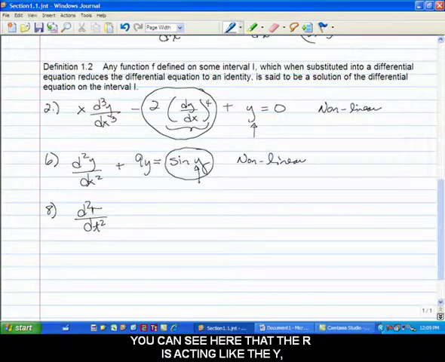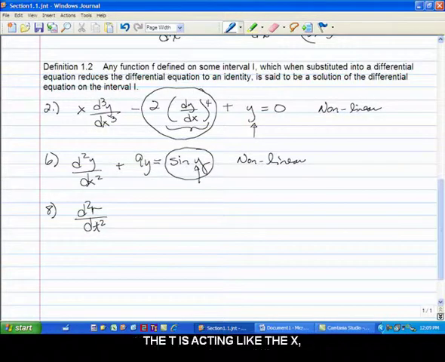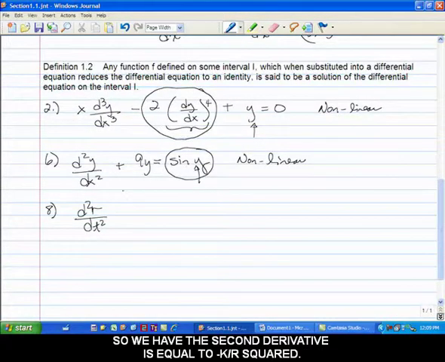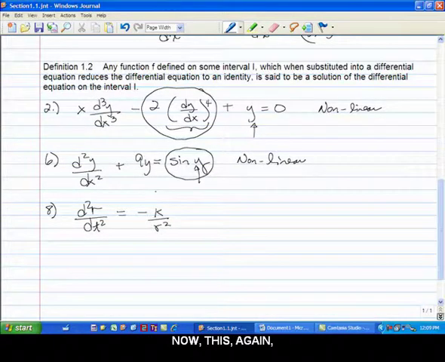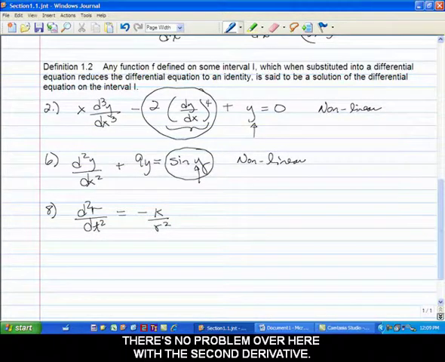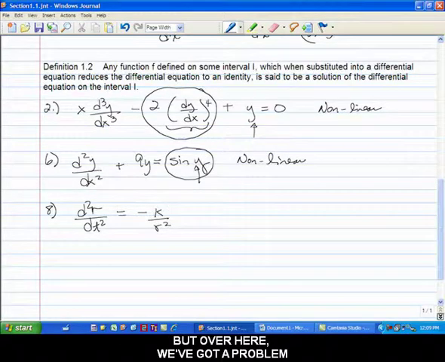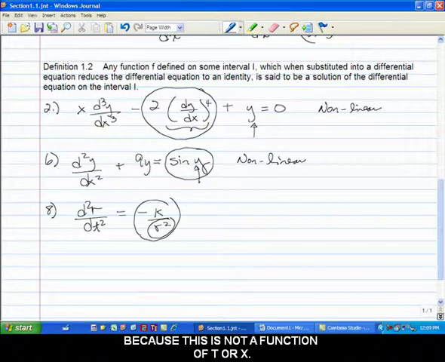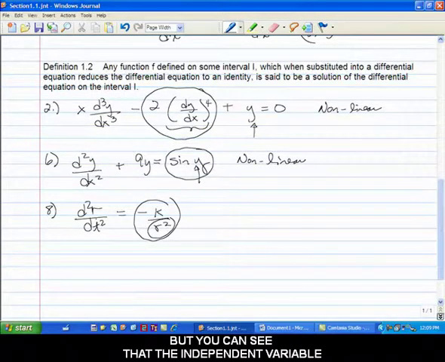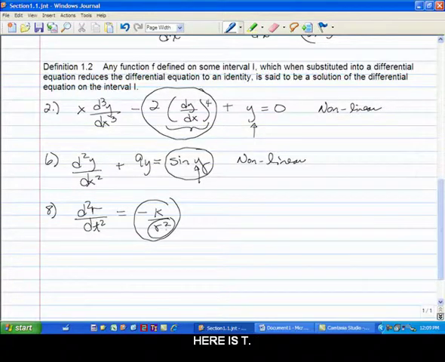You can see here that the r is acting like the y, the t is acting like the x. So we have the second derivative is equal to a minus k over r squared. Now, there's no problem over here with this second derivative, but over here we've got a big problem because this is not a function of t or x. Normally we'd say x, but you can see that the independent variable here is t. And so this is nonlinear.